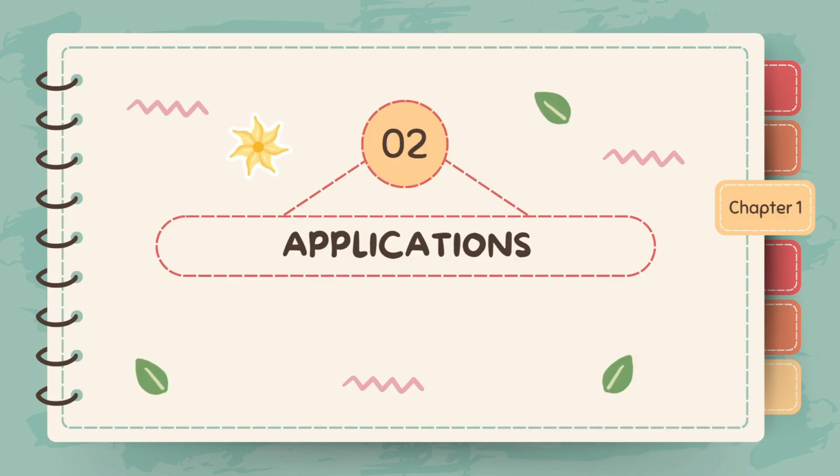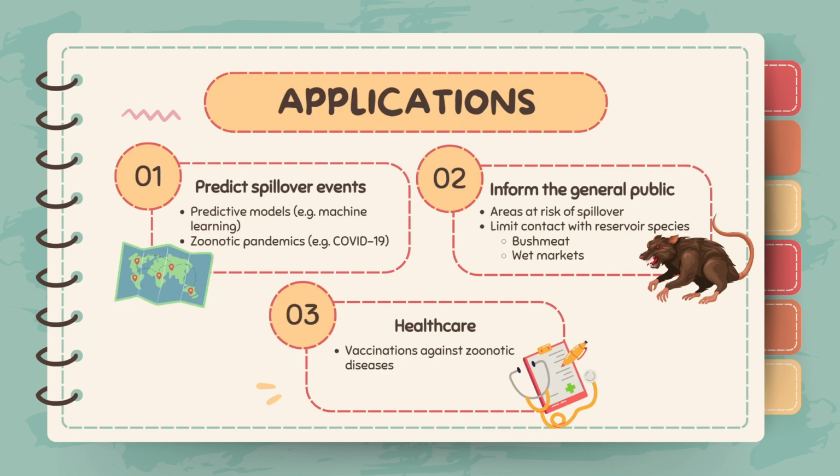Moving on to applications of the studies. The first one is to predict spillover events. Using predictive models like Cheng et al.'s, predictions of spillovers should be made to prevent zoonotic pandemics, such as COVID-19. Knowledge of spillovers should also be informed to the general public, especially in places with great risk, to limit contact with reservoir species. Thirdly, vaccinations can be made from zoonotic viruses, such as the smallpox vaccine made from cowpox.